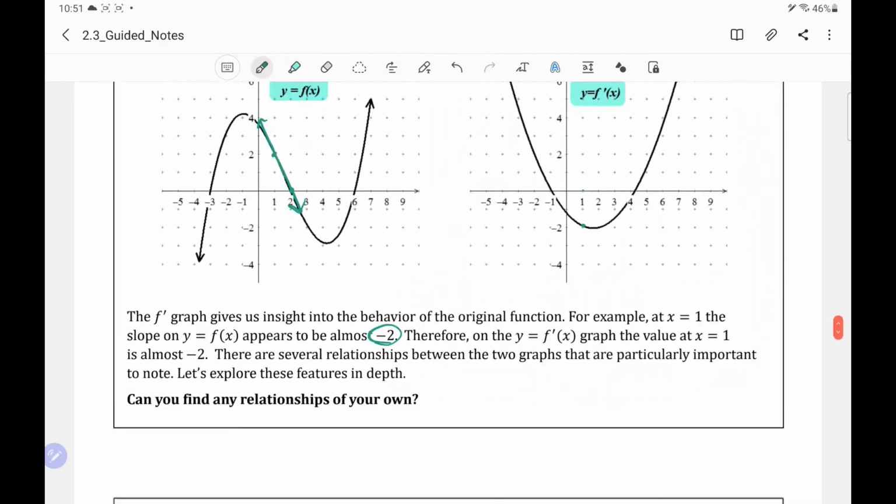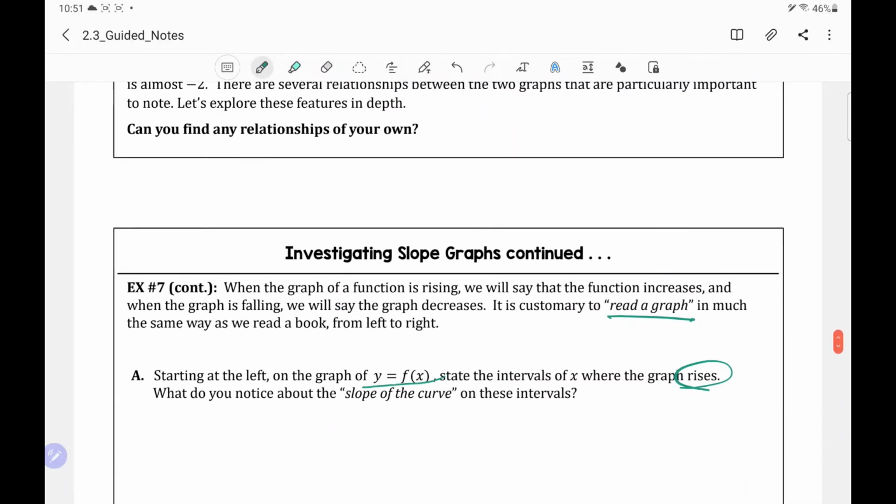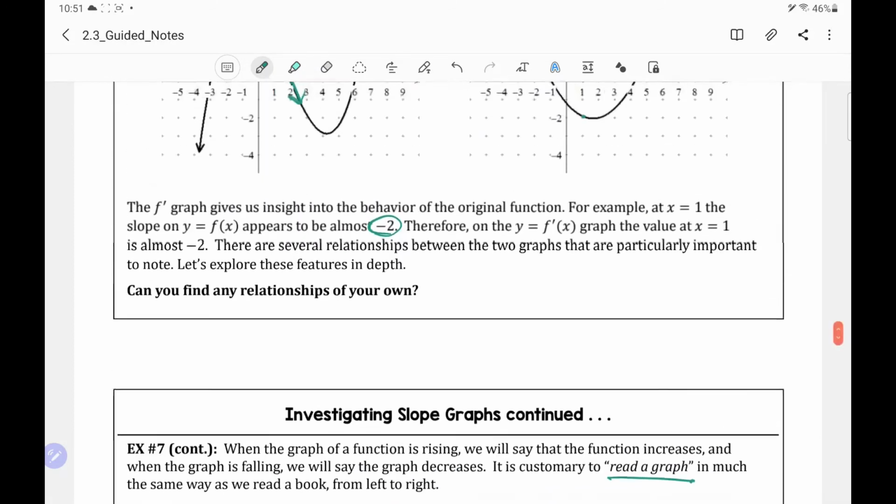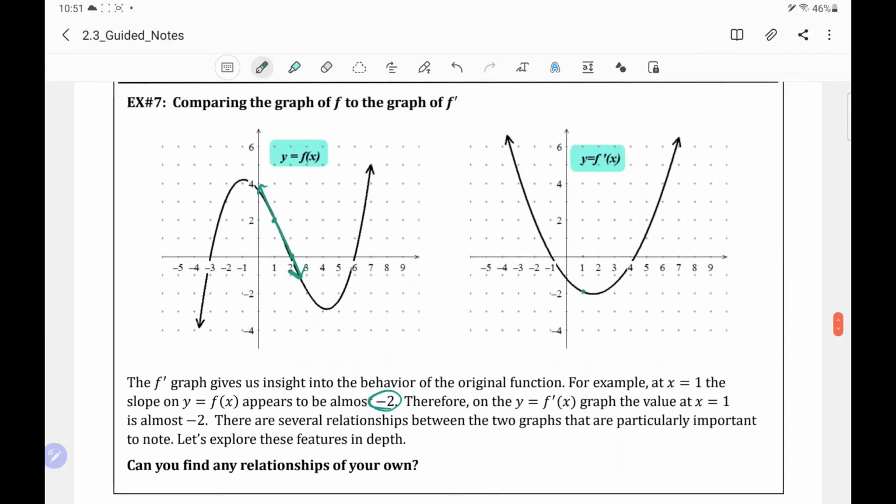So let's go back. And okay, just to be clear, we're looking at the graph of y equals f of x. Where is it rising? So here, this is definitely, let me change colors.